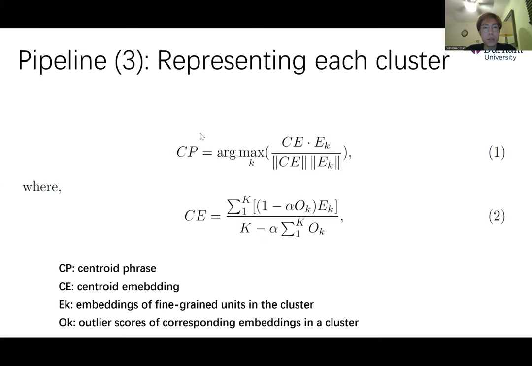So after we do the clustering, we need to compute a central phrase to represent each cluster. What we do here is the CP, the central phrase: we compare each phrase embedding E_k in the cluster with the central embedding CE, and take the argmax of the highest cosine similarity to represent the whole cluster. And the CE is a weighted mean of all the embeddings of the phrases in the cluster E_k. We weight it by giving less weight when the outlier score is higher. And we also put alpha as a coefficient to give the outlier score more or less weight. When alpha is super high, the CE gives very little weight to these embeddings.